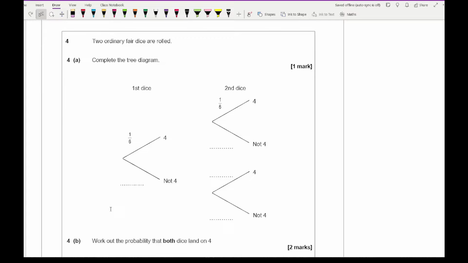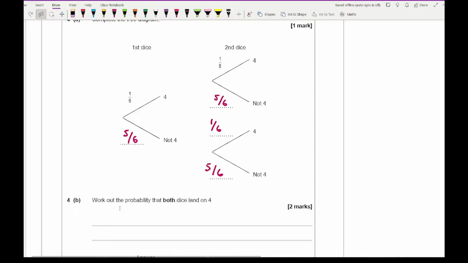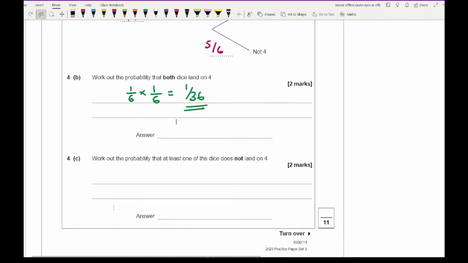Complete the tree diagram. So each branch needs to add up to 1. So here we've got 1/6, so this must be 5/6. We've got 5/6 again, and 1/6 and 5/6. Question B then says work out the probability that both land on a 4. So if they both land on a 4, we want this branch and this branch, and 'and' means multiply. So we multiply the probabilities. So we've got 1/6 times 1/6 equals 1/36.